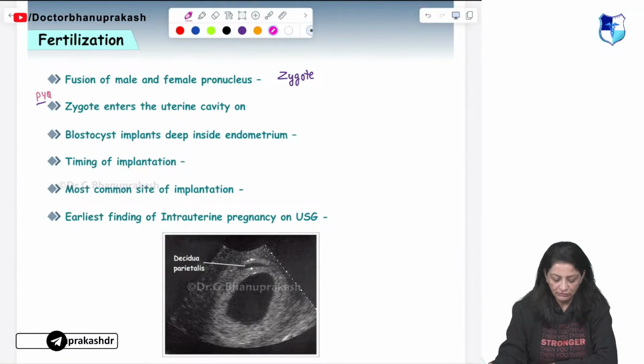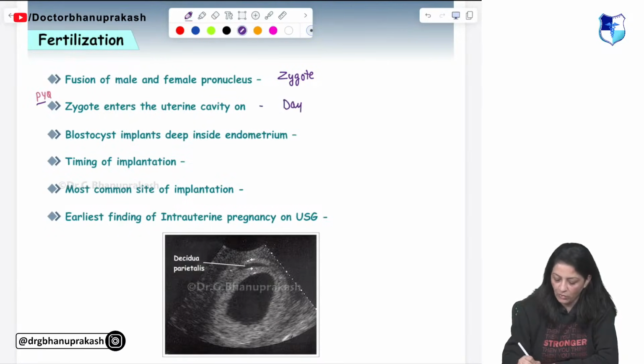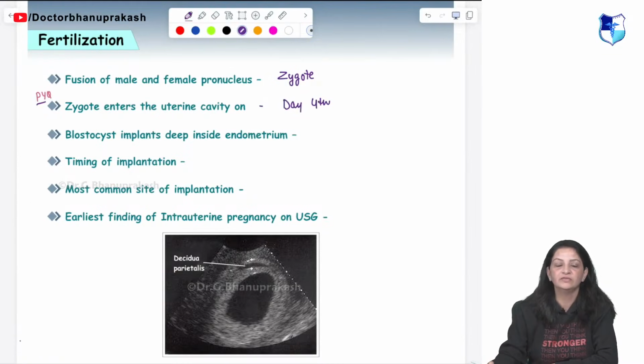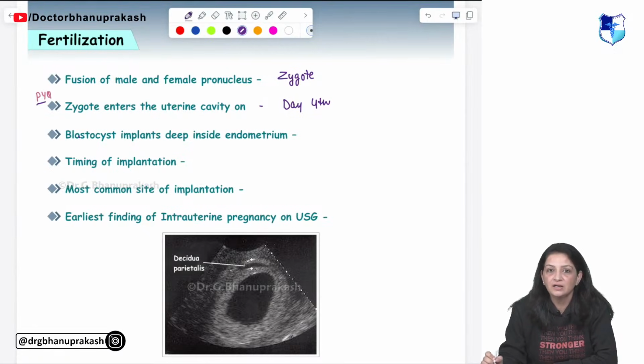So fertilization is the fusion of male and female pronucleus, with formation of the zygote. The zygote enters the uterine cavity on the 4th day after fertilization. Implantation occurs in the form of a blastocyst. The blastocyst implants deep inside the endometrium.